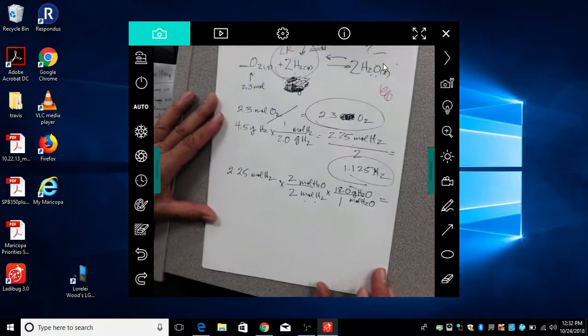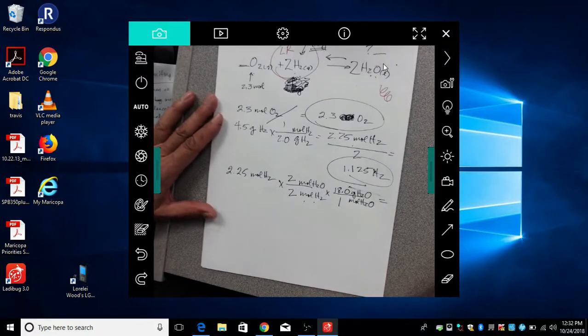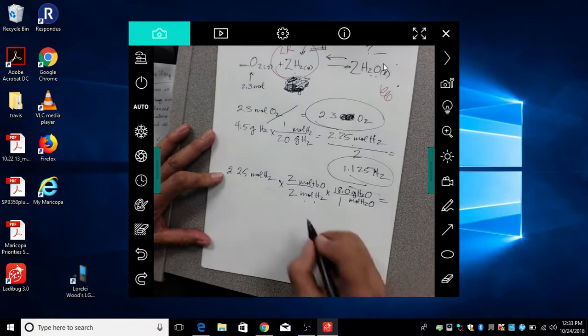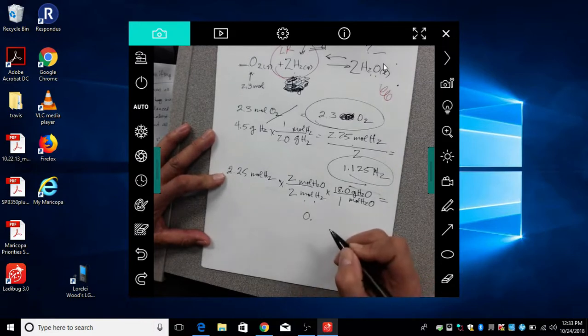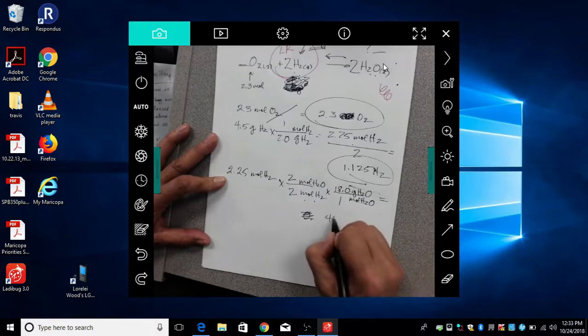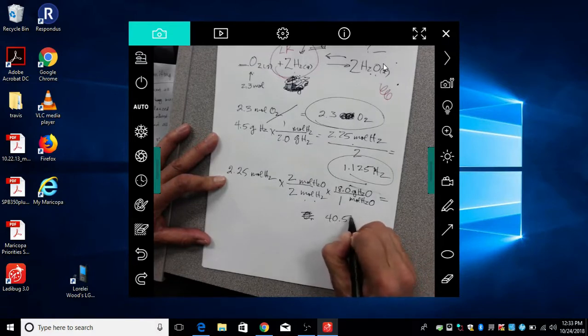Sometimes you start at different places and you still have to get to the end result. What is our number here? 2.25 divided by 18. Oh, I'm sorry, multiplied by 18. It's 40.5. 40.5, thank you. And that's grams of water.